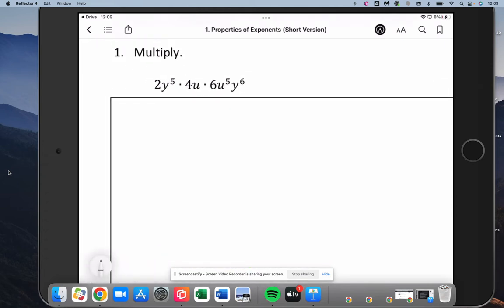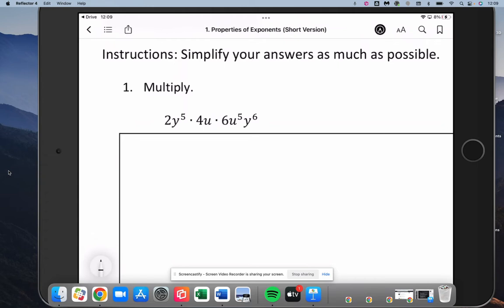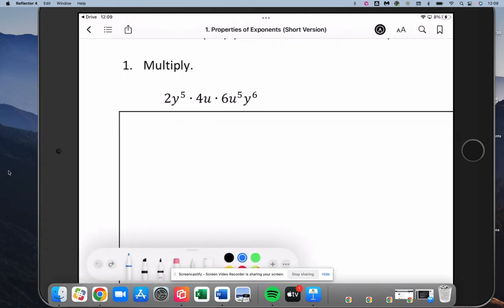To get started, we've got a problem where it's asking us to multiply. One thing I want to draw attention to is that we have some terms that are not common, like this is a y, this is a u, and etc. If we were adding, that would stop us from being able to add these things together. But because we are multiplying, we can multiply them together. The rules for multiplying are a little bit different than they are for adding.